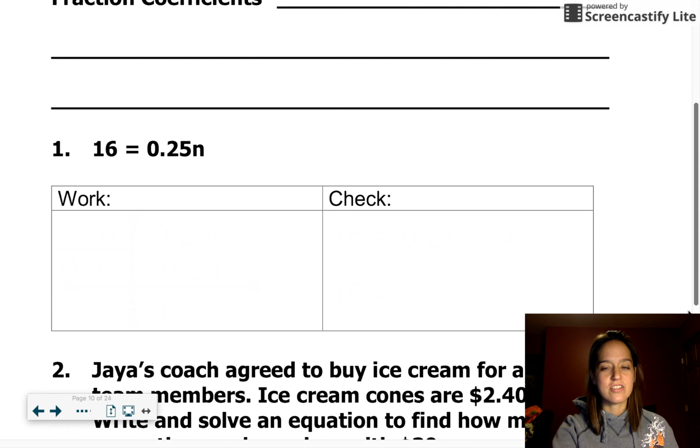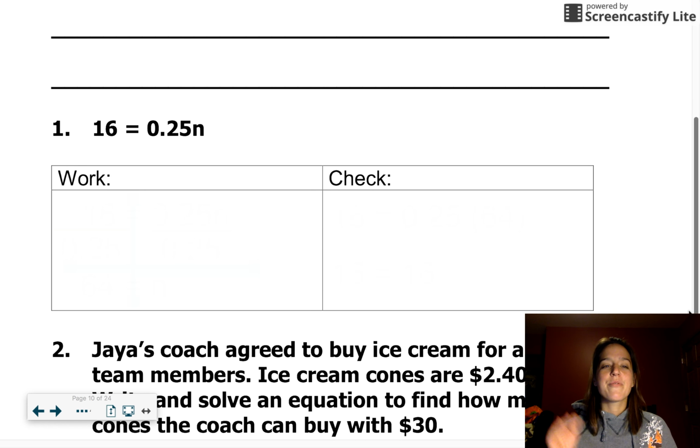So we are going to just dive right in today, and we're going to start with these one-step equations with a decimal as a coefficient. When we do them, we solve them the exact same way that we've been solving our one-step equations with the whole number as a coefficient. So we look at it, and we're like 16 equals 0.25n. And some of you are like, Mrs. Schultz, I know the answer. But we're going to keep going.